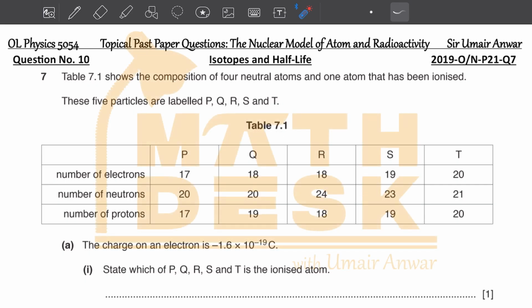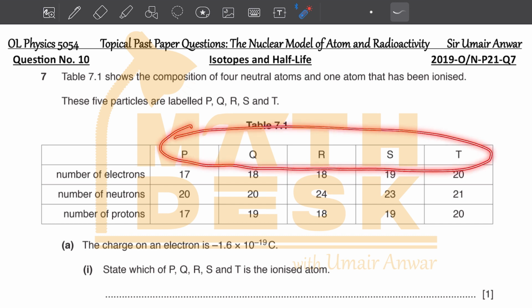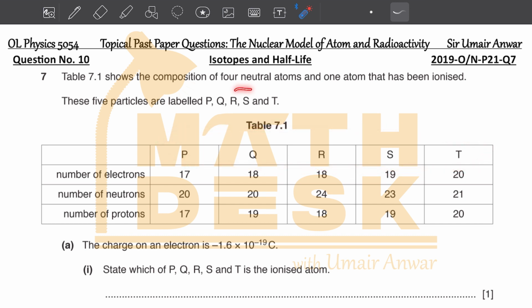Welcome to this tutorial. I'm solving question number 7 of paper 2-1, October-November exam series of 2019, and the topic of this question is isotopes and the half-life. The question says table 7.1 shows the composition of 4 neutral atoms and 1 atom that has been ionized. So we have a total of 5 atoms here. 4 of the atoms are neutral atoms and 1 of the atoms has been ionized. These 5 particles are labeled as P, Q, R, S and T, and this is the table 7.1.